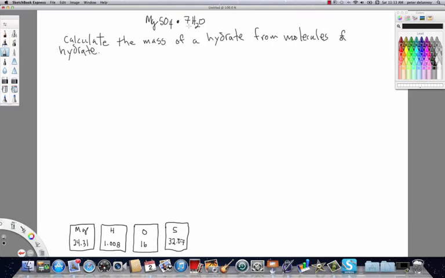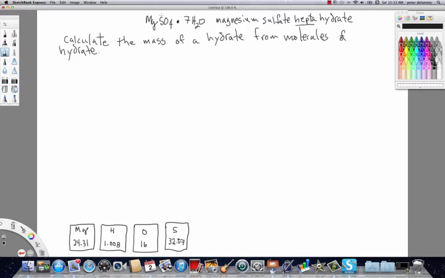All right, now let's just talk for a minute about what a hydrate is. So you can see the model one that we're going to use is up here at the top of the screen. It's called magnesium sulfate heptahydrate. Heptahydrate. Hepta for 7.